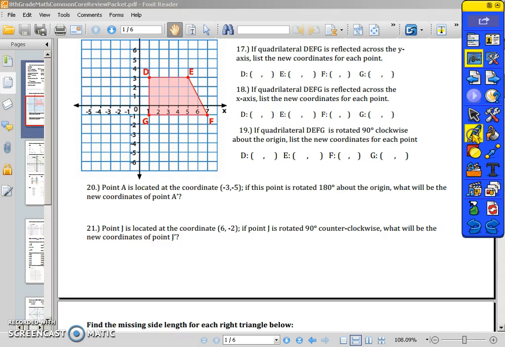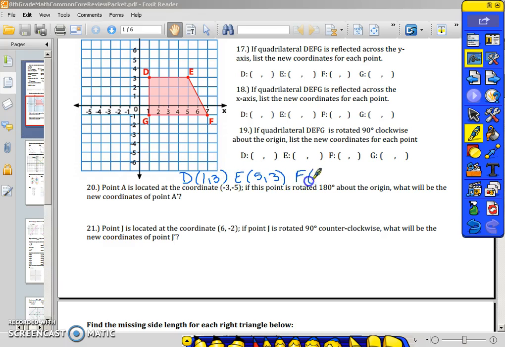Alright, number 17 through 19, we're going to use the graph. First thing I'm going to do is list out each point for the original coordinates. D is at 1, 3. E is at 5, 3. F is at 7, negative 1. And G is at 1, negative 1.